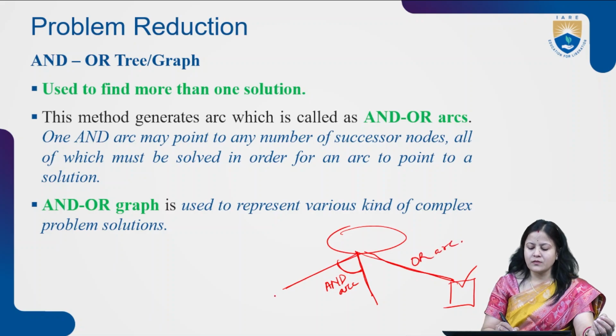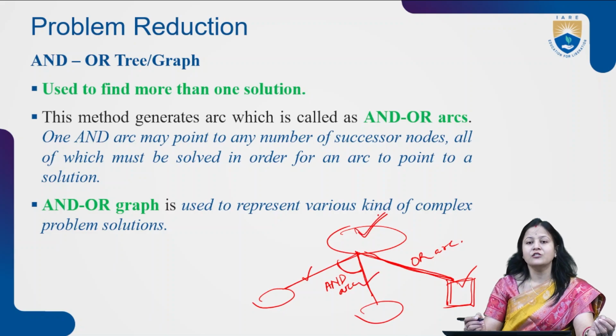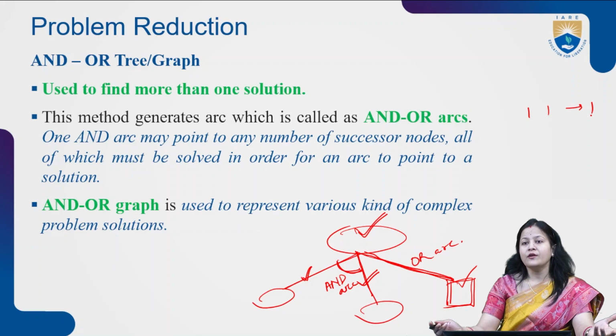So OR arc means these are the solutions. Either you follow this OR arc to achieve this solution, or else you follow these two so that we can achieve this goal. Why are both the sub-problems required to be solved? Because one arc is present. AND means both the conditions should be satisfied. If it is 1 and 1, then only 1 into 1 will be 1. The same rule applies here. If both the conditions are satisfied, then only we can achieve this goal.